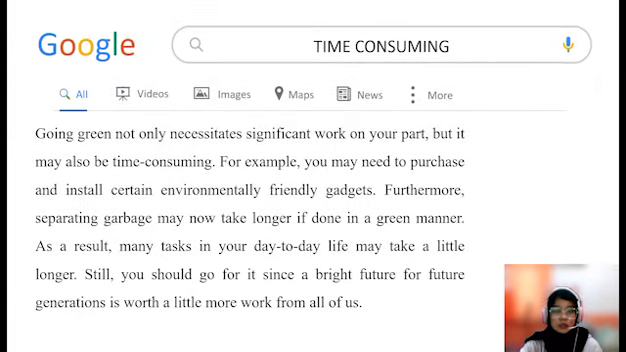Also, it is time-consuming. Going green not only necessitates significant work on your part, but it may also be time-consuming. For example, you may need to purchase and install certain environmentally friendly gadgets.